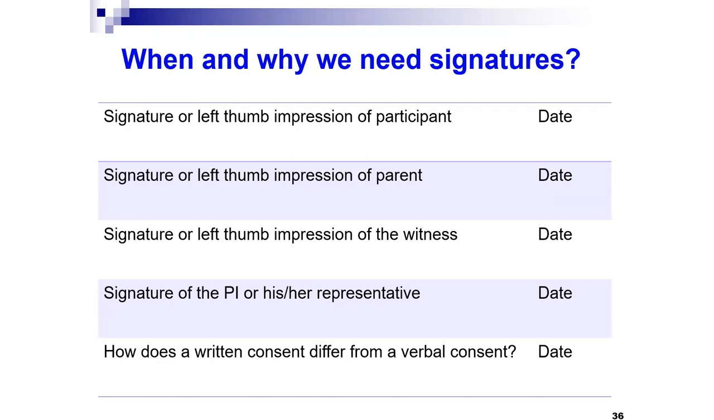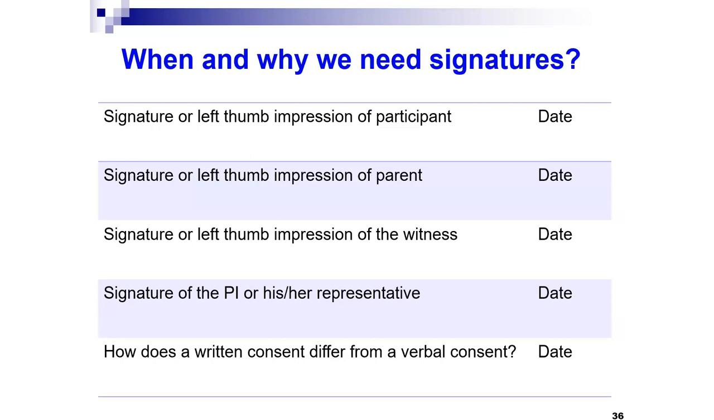But in many research, this three-party signature is important. There must be some witness. This witness can be someone responsible, an adult in the family, or it can be a team member who is responsible and taking the responsibility of witnessing that the whole process has happened. Why do we need a witness? The witness testifies by signing with the date that the whole consenting process has happened in front of me.